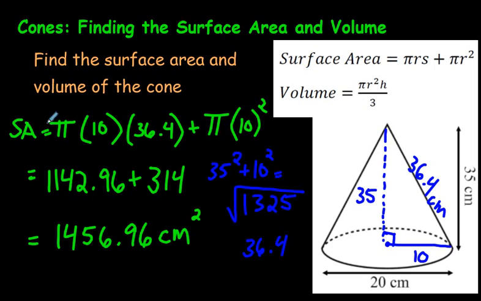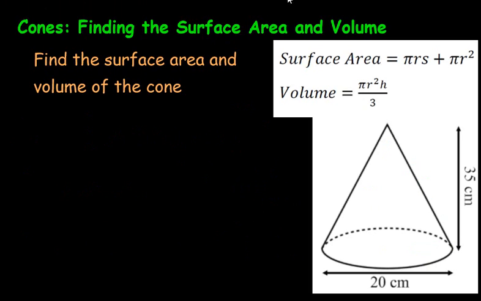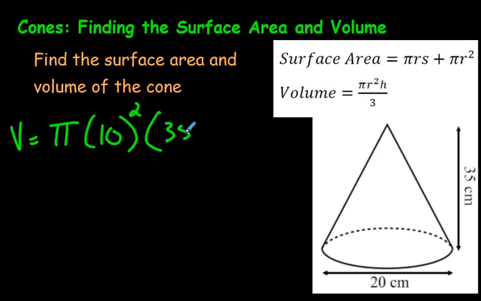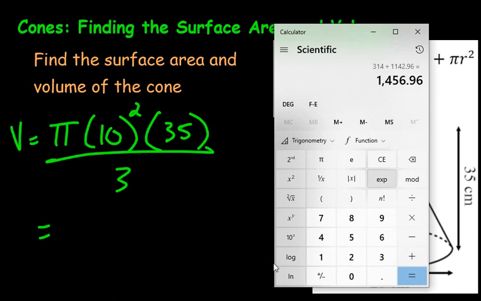There's the surface area. Okay, let's find the volume now. I'm going to delete the ink. The volume can be found, and this is going to be quick. We're just going to go pi times the radius, which we know is 10, squared, times the height, which is 35, and divide that all by 3. So let's just do this really quickly. We can do it all in one step with our calculator.